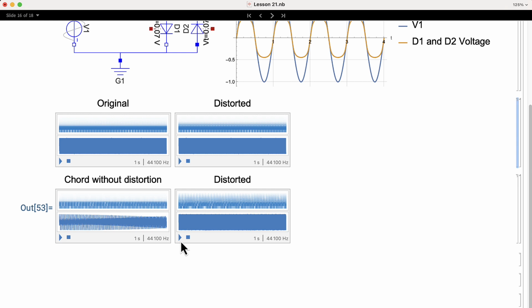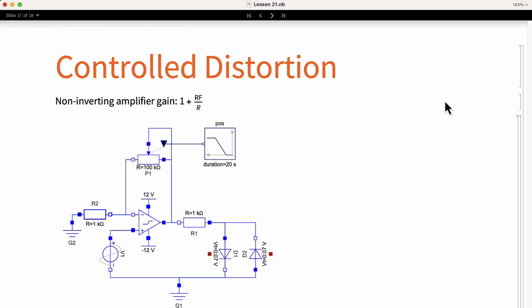In order to control the level of distortion, we need to control the amplitude of the input signal, and we already know a circuit that we can use for that task. Here we can see a slightly simplified version of the distortion circuit. We can observe the pair of diodes we explored before. They are connected in series with a resistor of 1K. The voltage is provided by a non-inverting amplifier circuit.